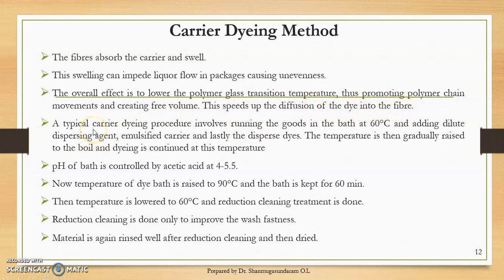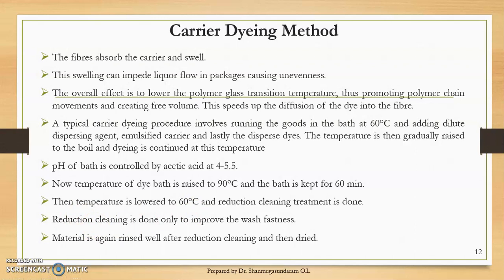A typical carrier dyeing procedure: running the goods in the bath at 60 degrees Celsius and adding dilute dispersing agent, emulsified carrier, and lastly the dispersed dyes. The pH of the bath is controlled by adding acetic acid between 4 and 5.5. The temperature maintained during the carrier dyeing process is about 90 degrees Celsius, and the bath is kept for about 60 minutes. Then finally, after the dyeing process, you have to remove the carrier present in the fiber.